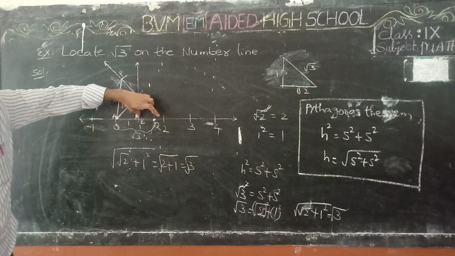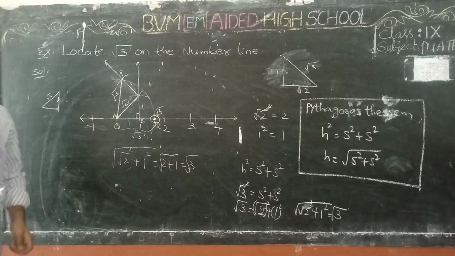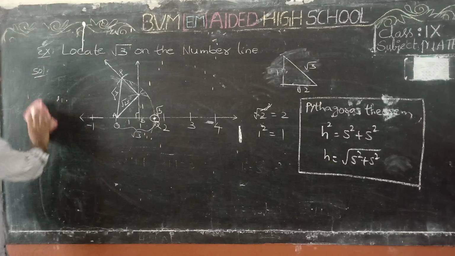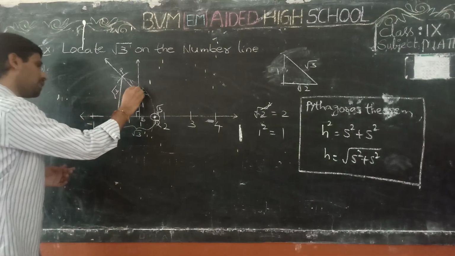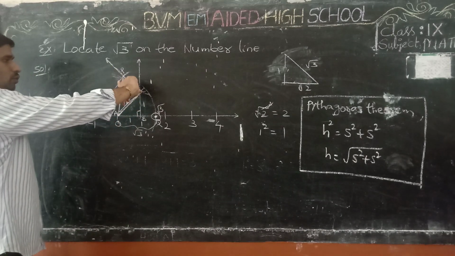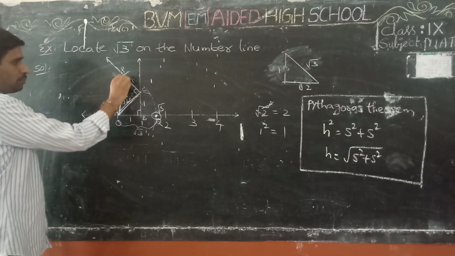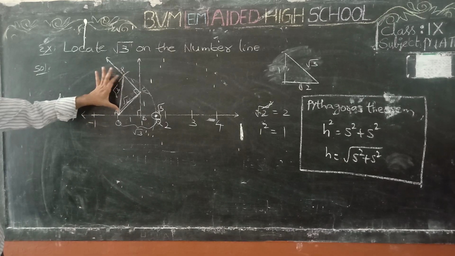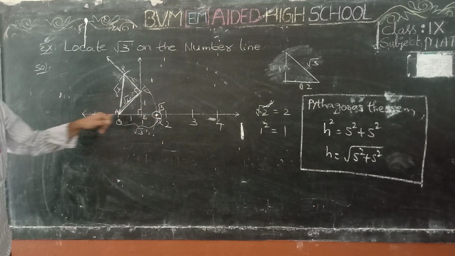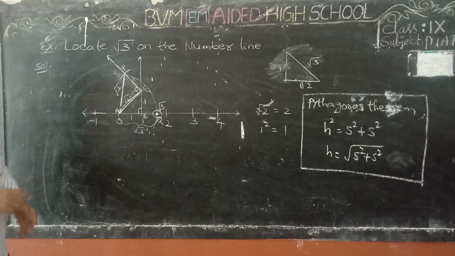So root 3 also lies between 1 and 2. This point is root 3. So to represent root 3 on the number line, first we represent root 2 on the number line. Then we draw a perpendicular line using root 2 as base. We draw an arc with 1 unit measurement on the perpendicular line. We join A and P. So this will be root 3 units. Using this radius, we draw an arc which intersects the number line. So we can locate root 3 on the number line using Pythagoras theorem.